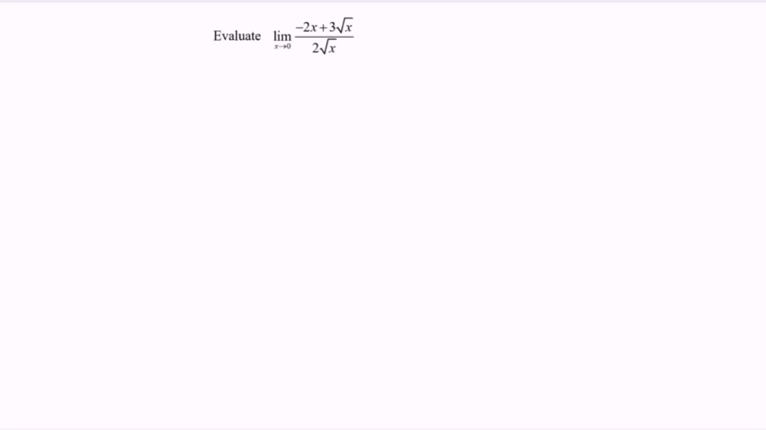Next, we have to evaluate the limit when x approaches 0 for the function given. So first, what we have to do is substitute the value 0. We notice that if we substitute 0, here we will have 0, and here also we have 0. So our answer will be 0 over 0, which is an indeterminate form.